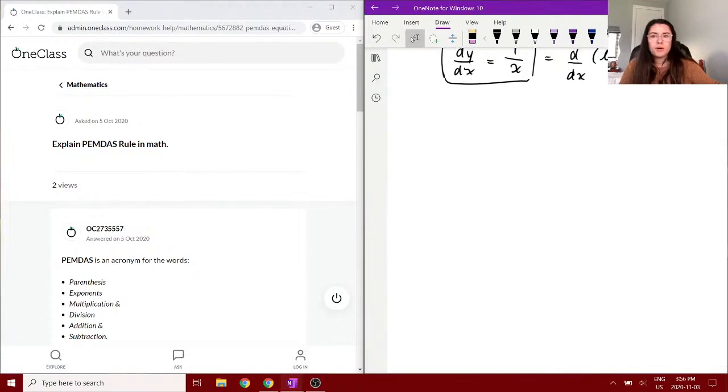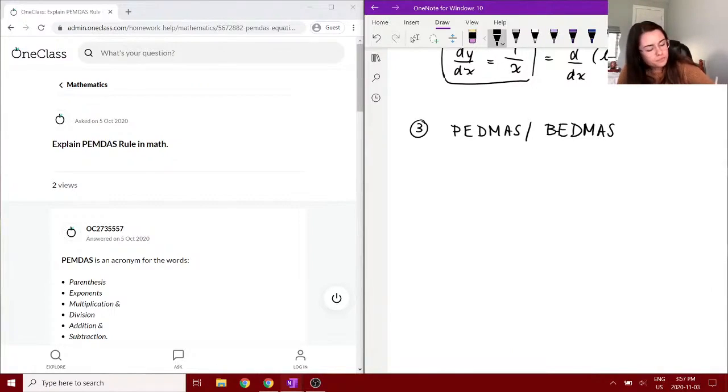Okay, so our next question is asking us to explain, I guess, the PEMDAS rule in math. In school, I learned BEDMAS, so I'll write it in both ways. This is question 3. So we can either have PEMDAS or BEDMAS, and I'll just explain what this means.